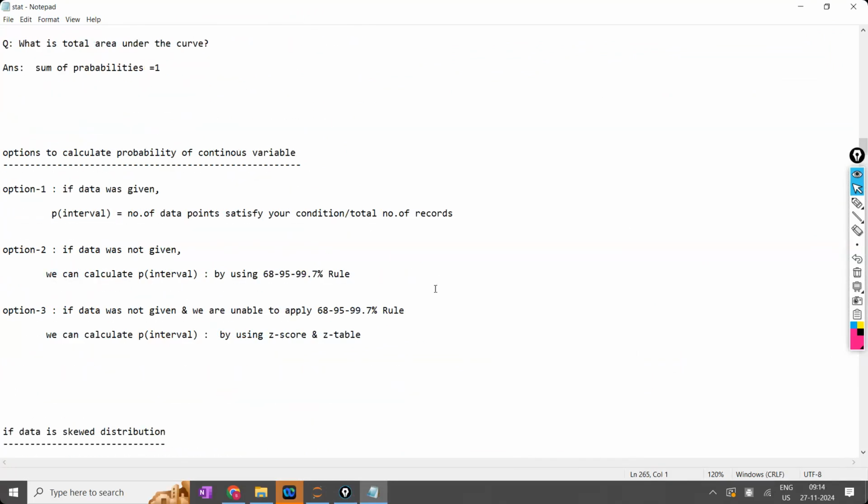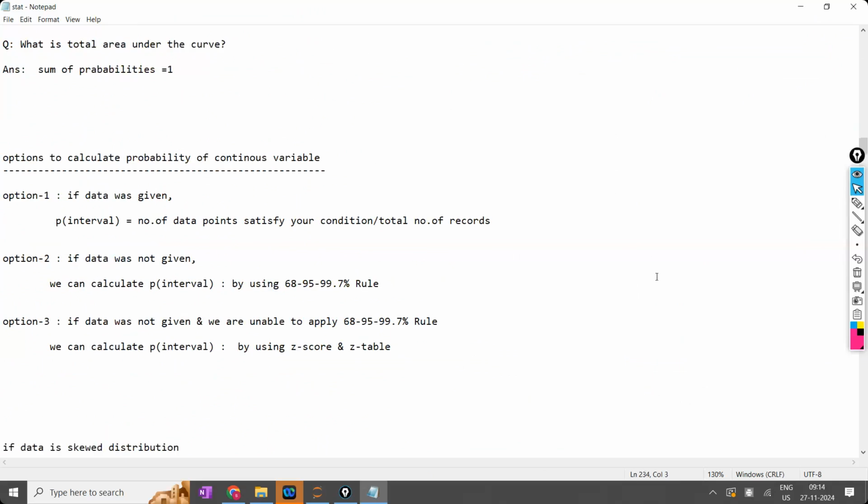What are the various options to calculate the probability of a continuous variable? The first option is in terms of the data. If the data was given, directly we are going to check the number of data points that satisfy our condition divided by the total number of data points. That is if the data was given. If the data was not given, the second option we are going to use is called Z-score and Z-table. Right?